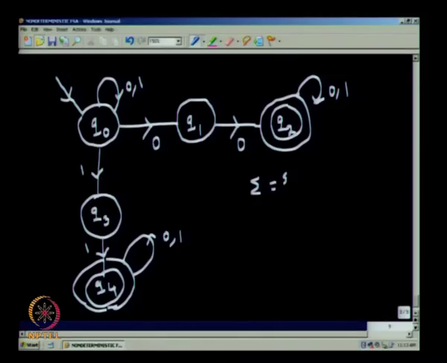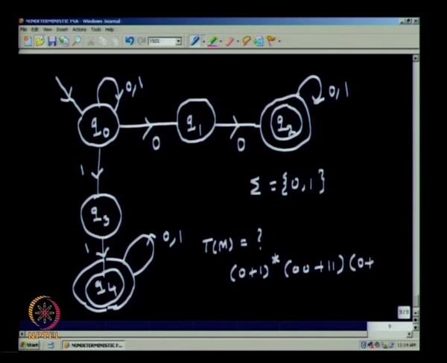The alphabet is 0, 1. The language accepted consists of, I can put it as a regular expression: any string of zeros and ones, followed by a 0 0 or a 1 1, then you may have any number of zeros and 1s, any string of zeros and 1s. This is called a regular expression. We shall formally define a regular expression in the next one or two lectures.